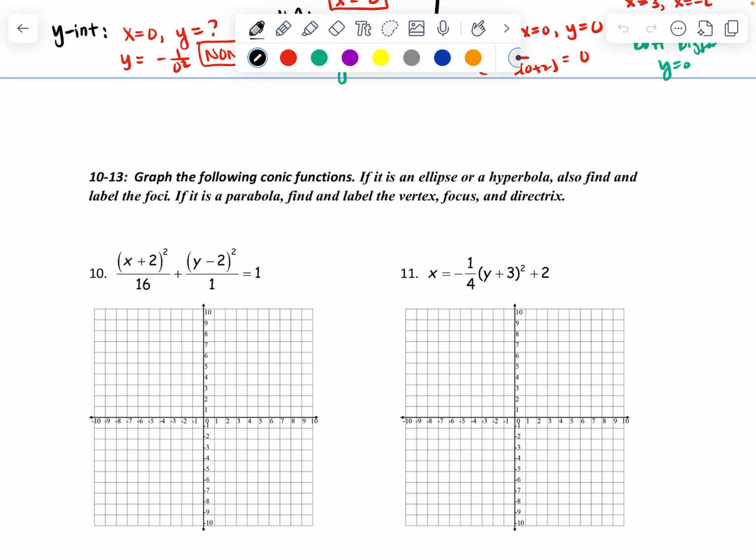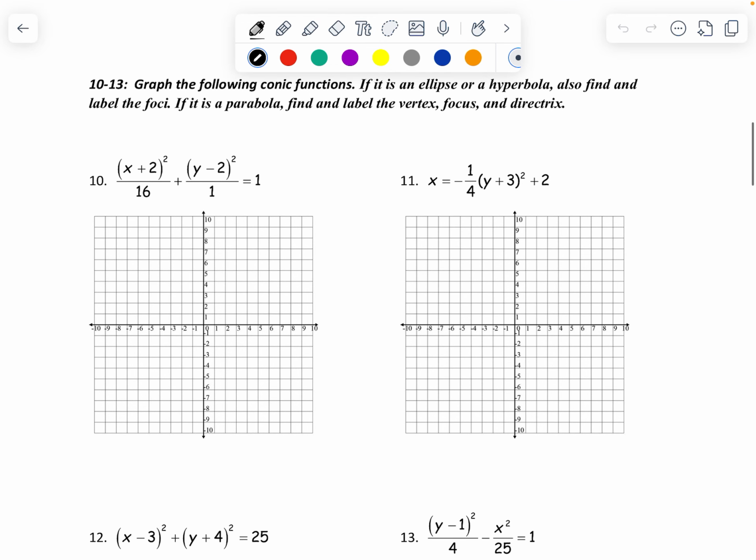I'm going to tell you what this looks like on the test and what you should be able to do. The first thing you should be able to do is identify what you're graphing. If you look at number 10, because this is a plus sign and you're dividing by numbers on the bottom, this is going to be an ellipse. You need to know what you're drawing because that helps out.